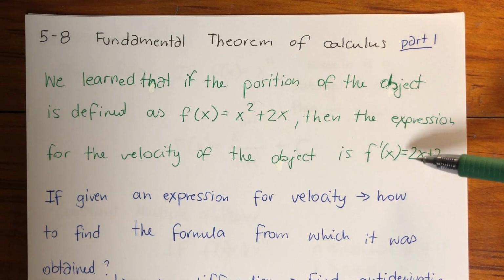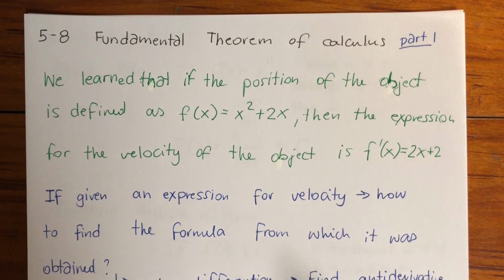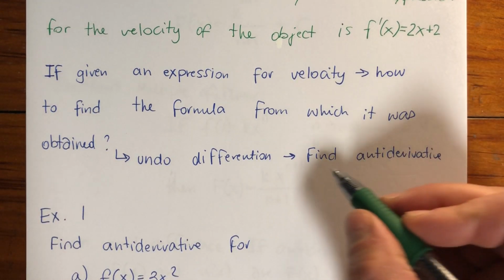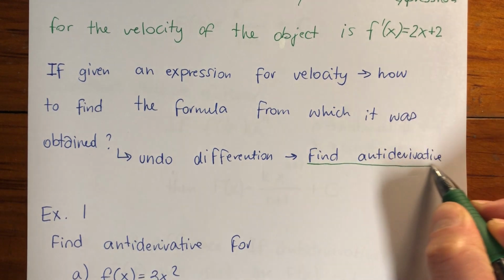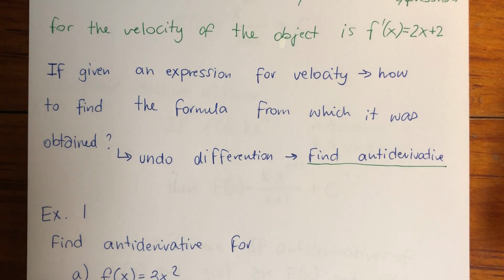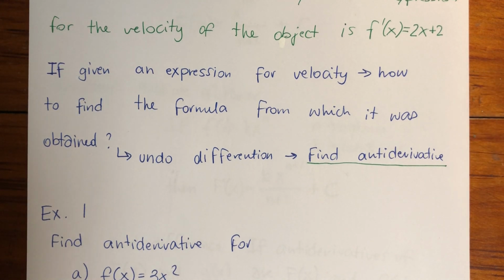Could we do this? So basically, could we undo the differentiation? In other words, could you find the antiderivative? So today we will start with the derivative of some function and we will try to find the antiderivative. We will try to do what we've been doing, but backwards.